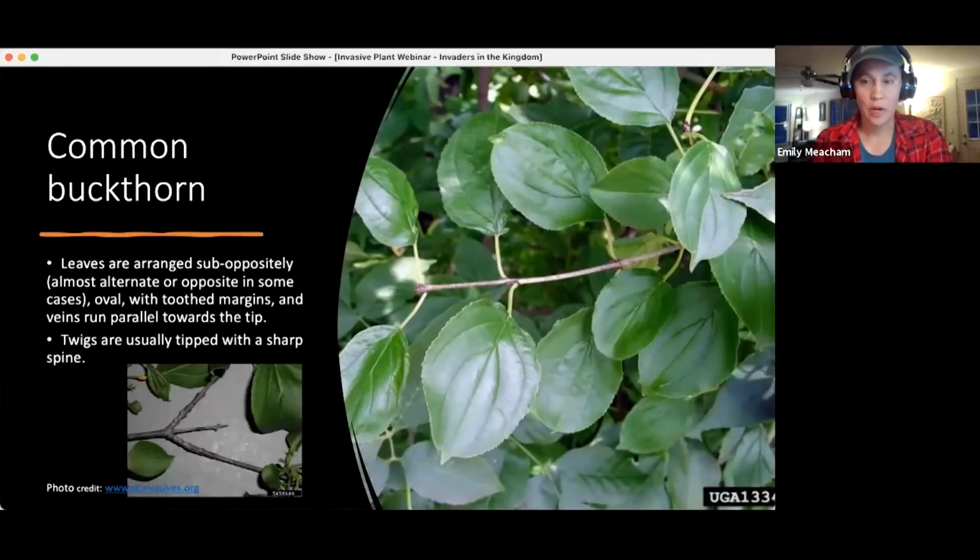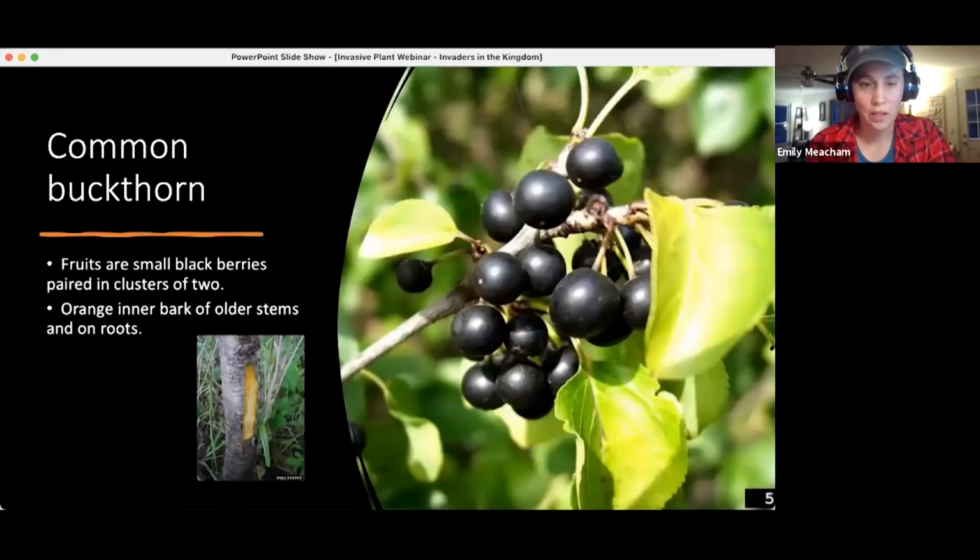This is common buckthorn, and we'll just focus on the leaves and the twigs right here. Both buckthorns have a sub-opposite leaf arrangement, which means they're almost opposite, if you can see pretty clearly from that photo. The common buckthorn has lightly toothed leaf margins, and the veins are parallel. In the smaller photo, you can see that it has a sharp spine at the end of the twig that common buckthorn typically has. All right, we can move on to the fruits and bark of common buckthorn.